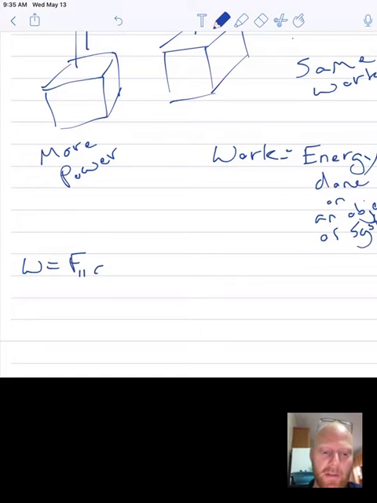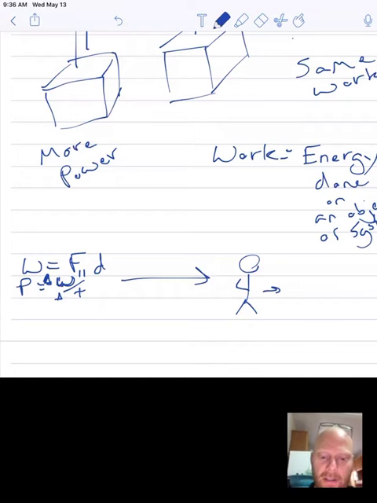So work, the equation for that, as we have learned, is force times distance, or force parallel to the distance moved. And then power is just the work done, or the change in work done over a change in time. And so we use that little delta, the triangle looking thing, as a change.